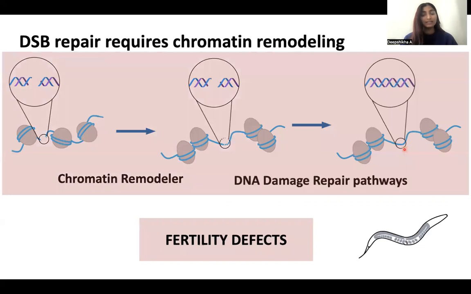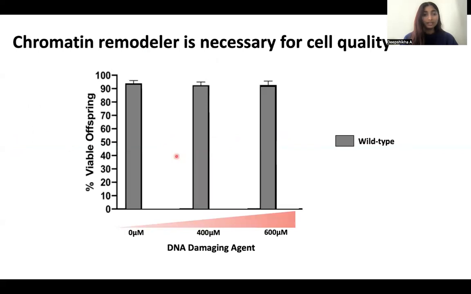And to analyze these defects, we're using our favorite model organism, C. elegans, because it lays 100 embryos every 4 days. So here on the y-axis, I'm showing you the percent viable offspring. So out of the embryos laid, how many make it to adulthood? Another way to think about this is percent survival as well.